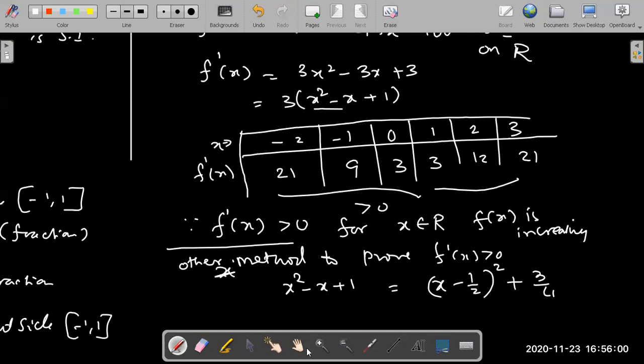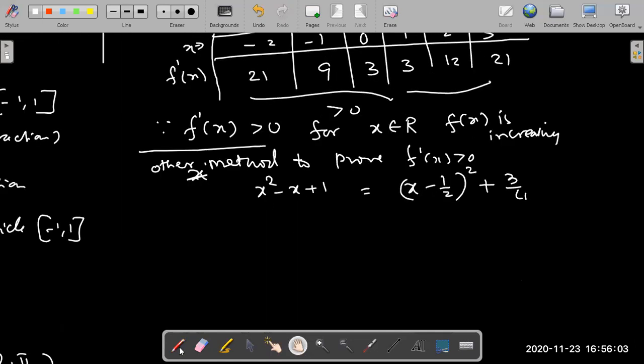So when we do this, it is an equation of a parabola in such a way that the point is half and minus 3 by 4. So the lowest value it can go is when you give x equal to half, and this is minus 3 by 4. Let us check this value.